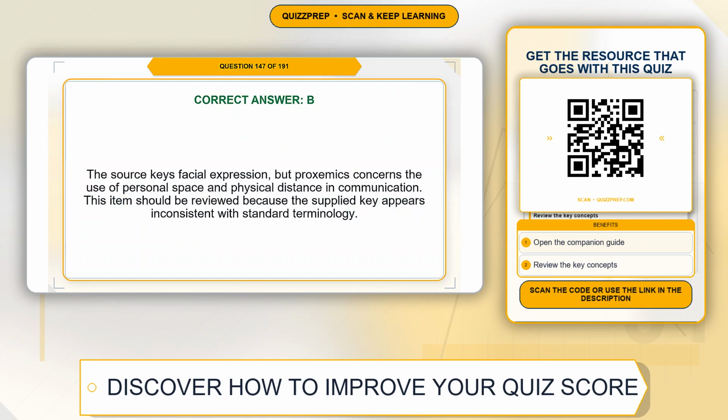This item should be reviewed because the supplied key appears inconsistent with standard terminology.